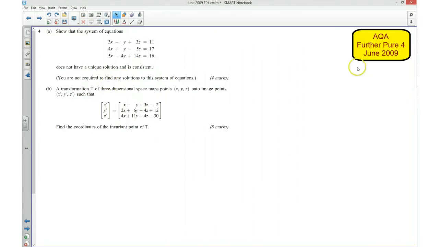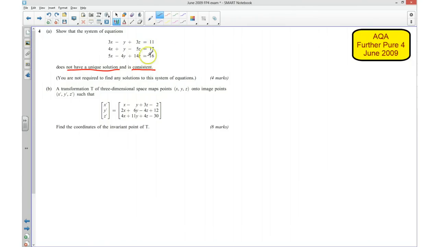Hi, this is question 4 from the AQA Further Pure for June 2009 exam paper. In this question we are shown a system of equations and we need to show that it does not have a unique solution and is consistent. So we're showing two things. First of all, that it does not have a unique solution, and we're also looking to show that it is consistent.